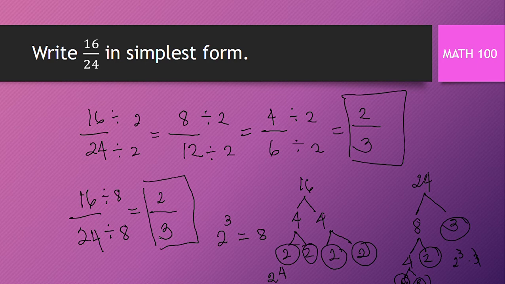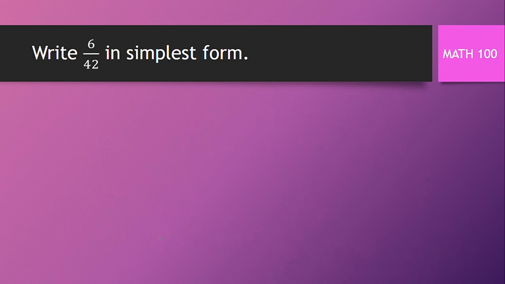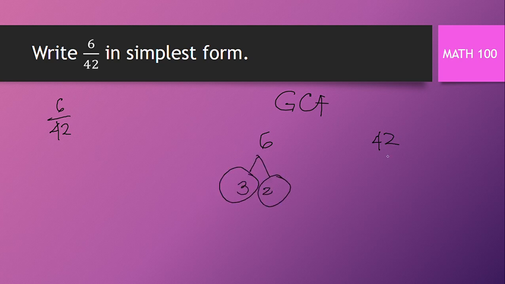Okay? Anyways, let's continue. Now, writing 6 over 42 in simplest form, we can do the GCF here, or you can just divide by a common number. So we have here the GCF for 6 and 42. 6 has 3 and 2, and they are prime. Then we have 42.